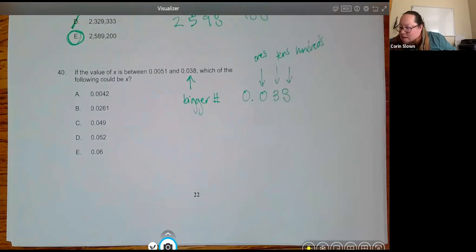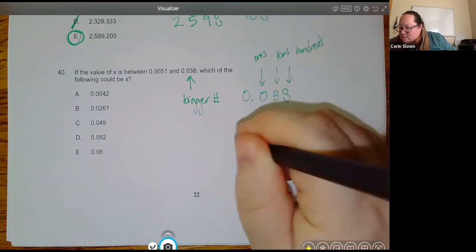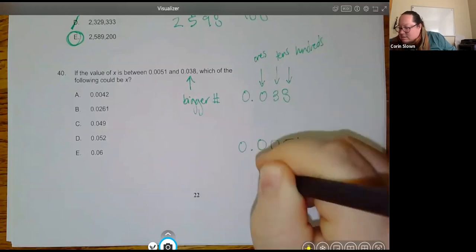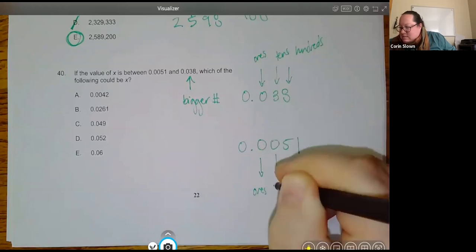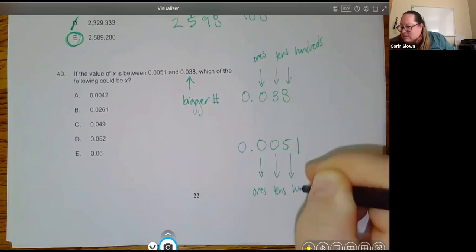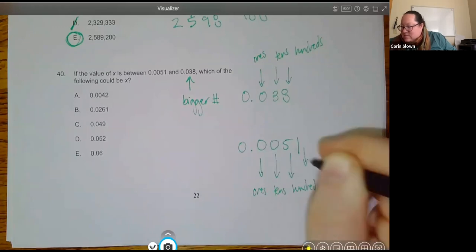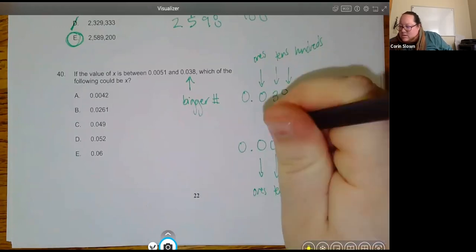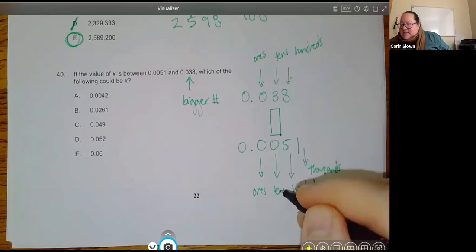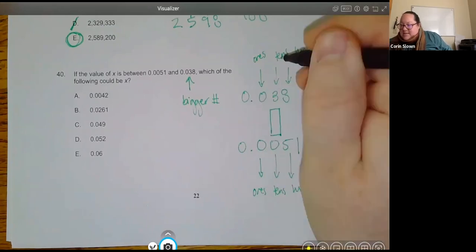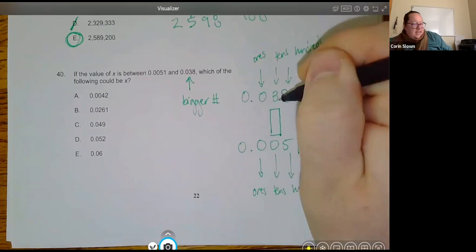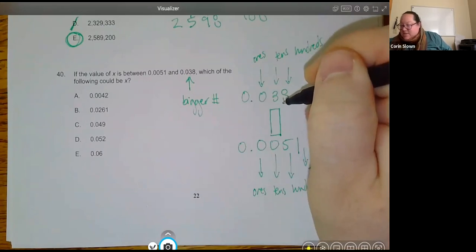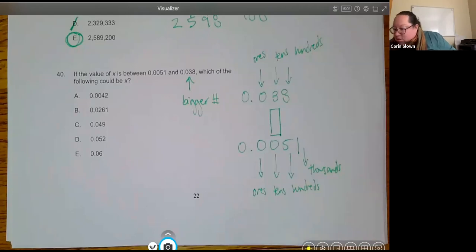And I'm comparing that with 0.0051. Again, this is the ones decimal, this is the tens, this is the hundreds, and this is the thousands. So I need a number that is between the tens decimal place of 0 and the tens decimal place of 3. So if I'm taking a look at my options here, and I'm thinking about what I have available, let's take a look.